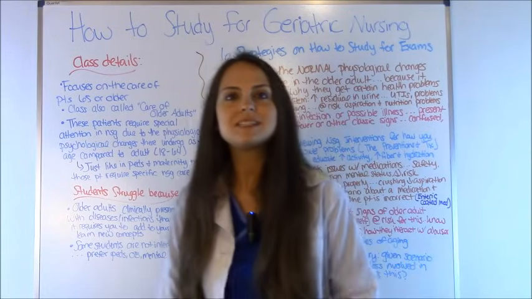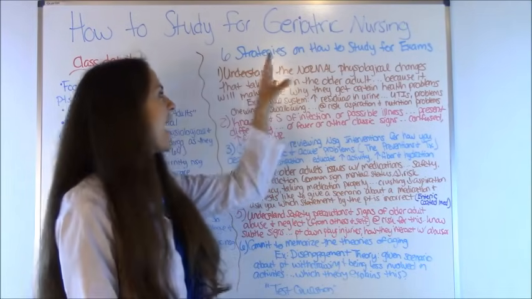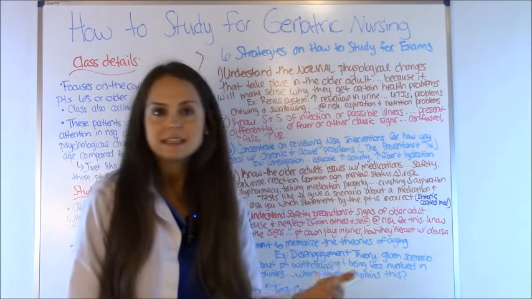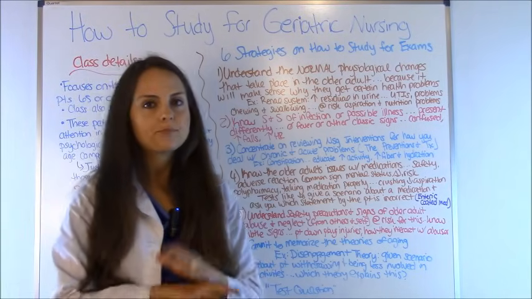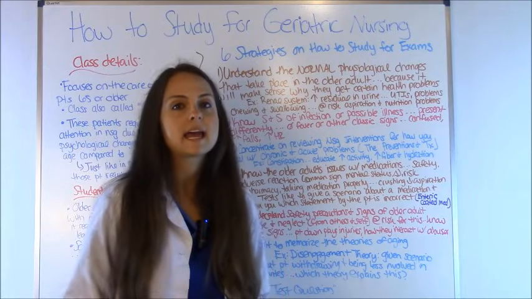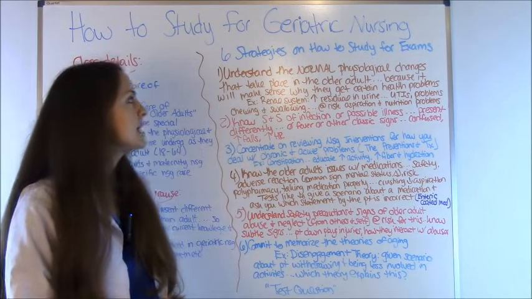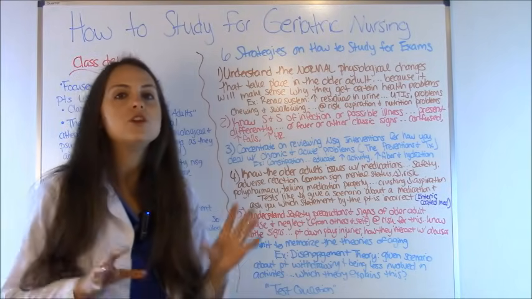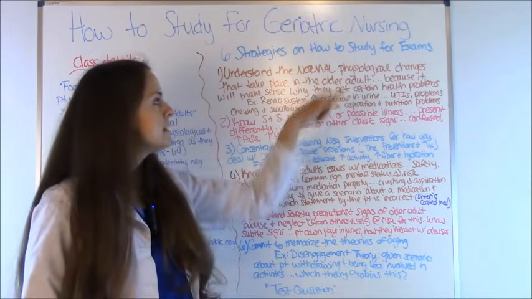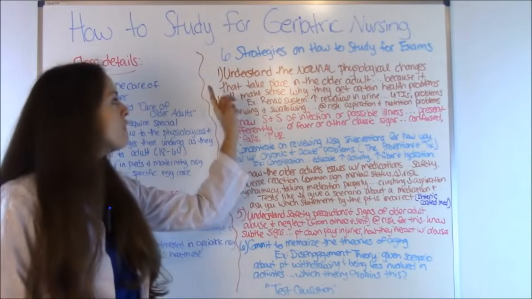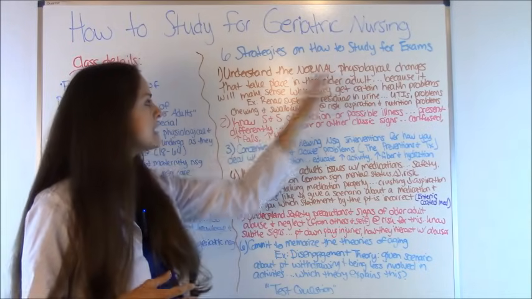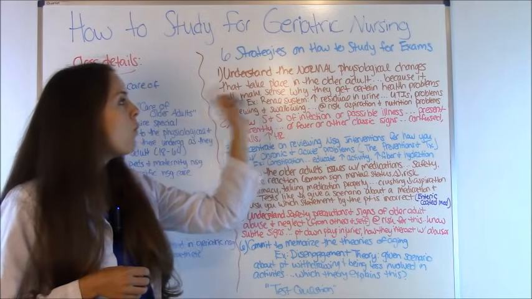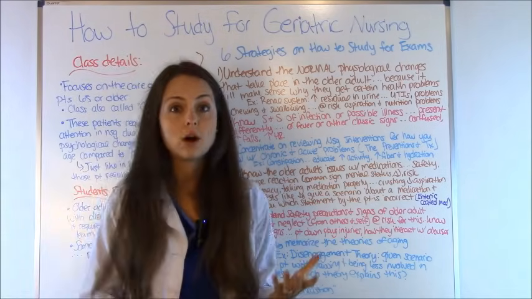So let's talk about those 6 strategies on how to study for these exams in this class. Okay, number 1, whenever you're preparing for your exams, you need to understand what the normal physiological changes are that take place in the older adult, because it's going to make sense why they get certain health problems.